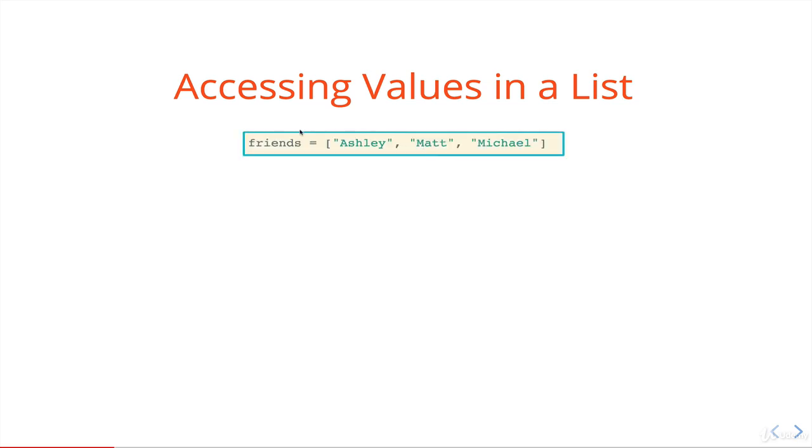So here's an example, a list called friends with 3 friends. Very optimistic for my friend situation. Let's just say I wouldn't need a list to store my friends. I could just get away with an integer, 0. So we have 3 strings here, Ashley, Matt, and Michael, 3 items in a friends list.